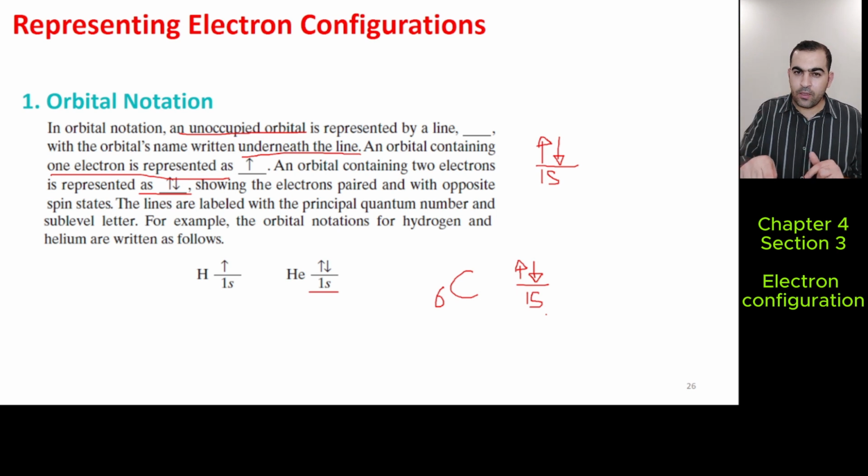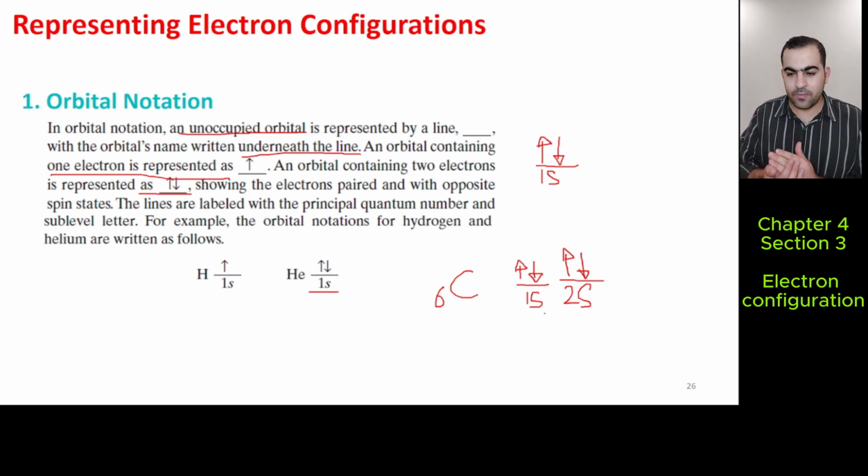1s must be filled, then I go to the second lowest energy orbital. By the Aufbau principle, that is 2s. Again s has only 1 orbital, and an orbital can hold a maximum of 2 electrons, and they must have different spin states. This is the Pauli exclusion principle.